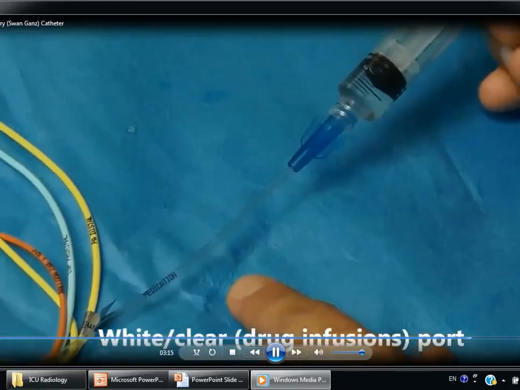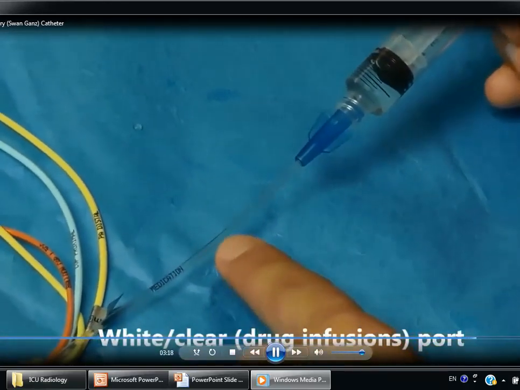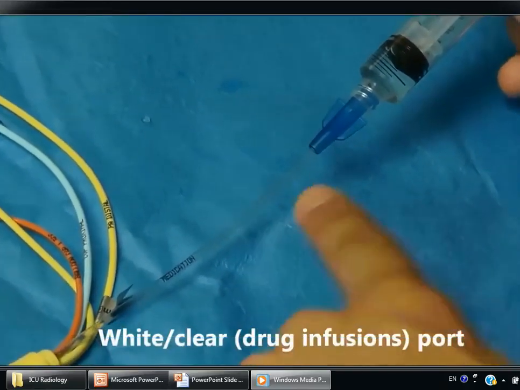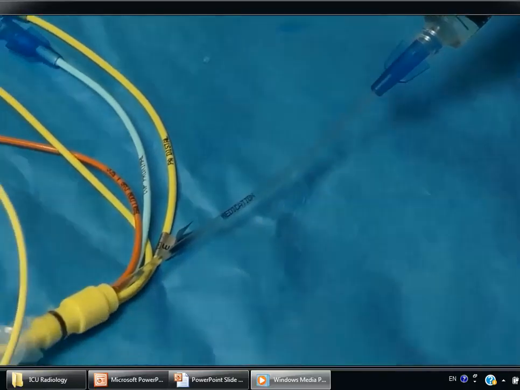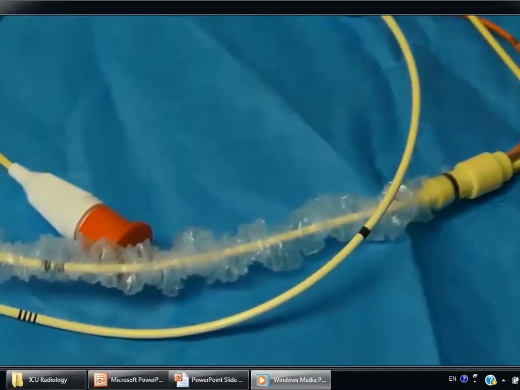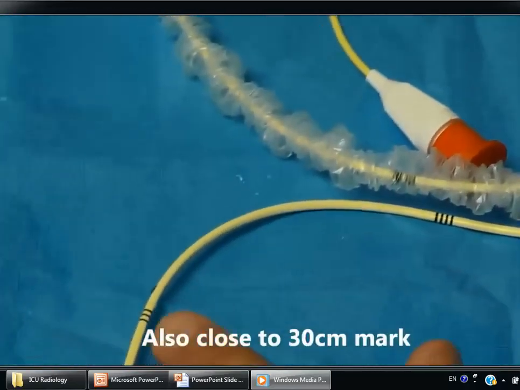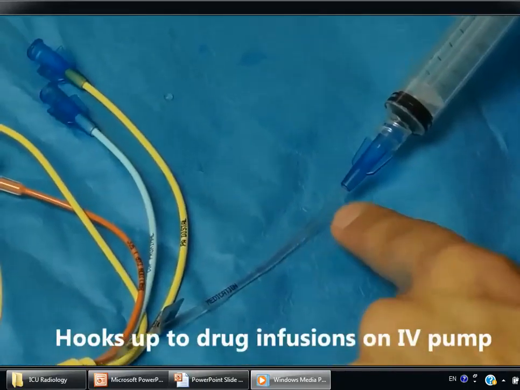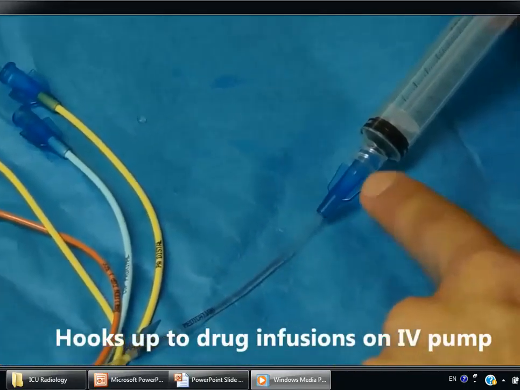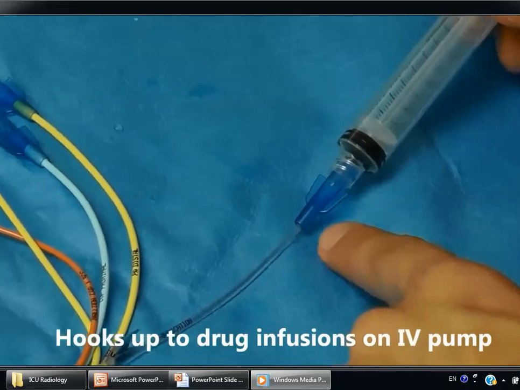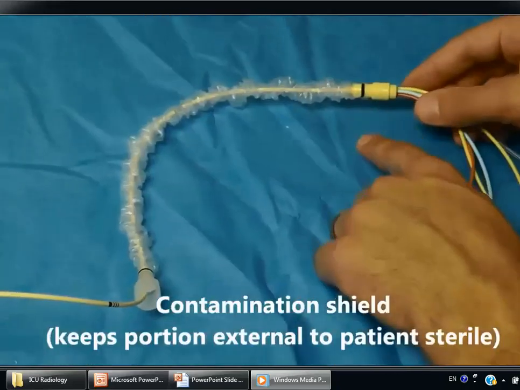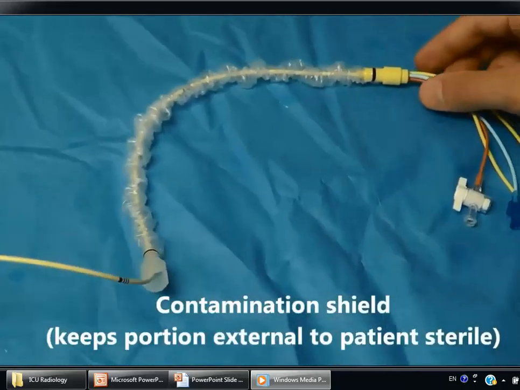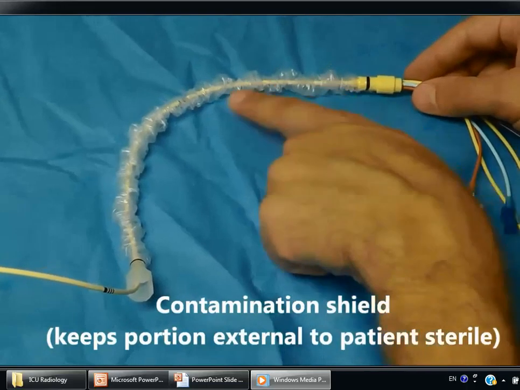The last port that I want to cover here is this clear port, and sometimes it's a white port. And this lumen is also proximal to the distal tip of the catheter, and it is roughly next to the CVP lumen. The purpose of the clear lumen, or the white lumen here, is for the connection of all of your cardiac infusion drugs.